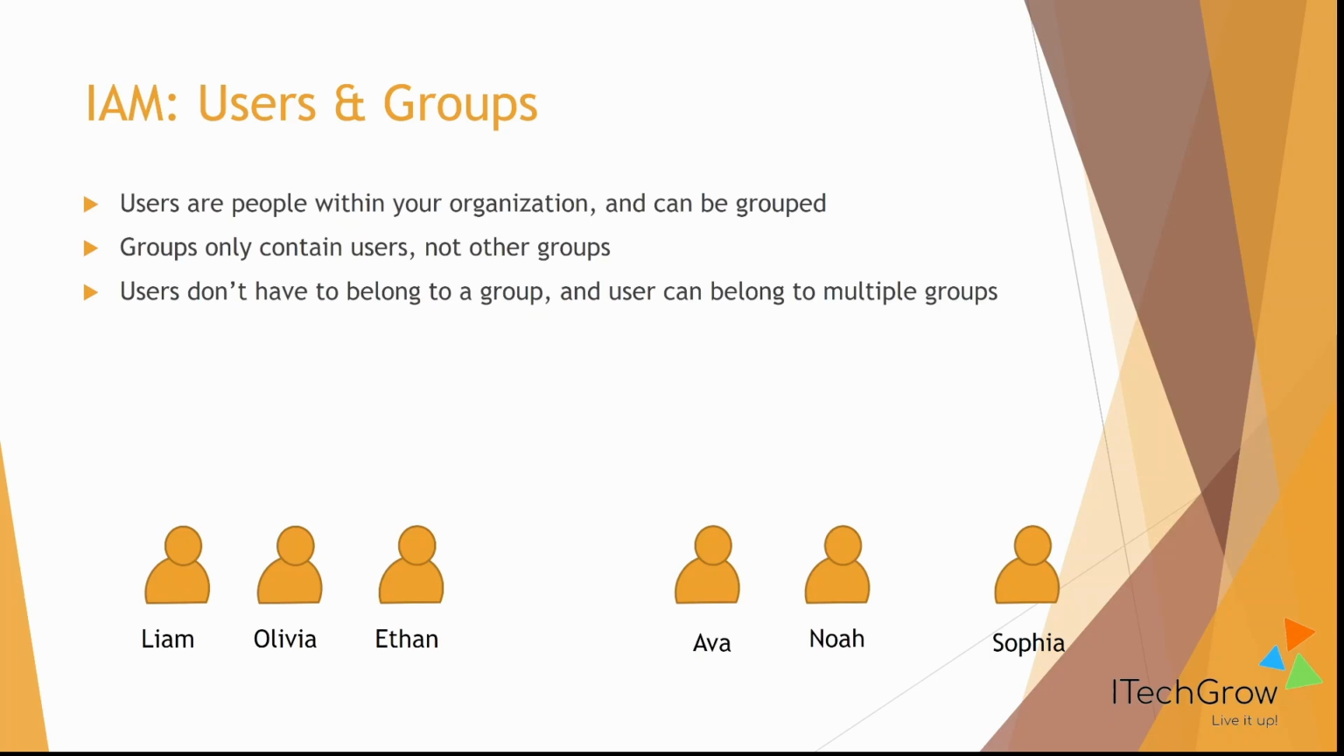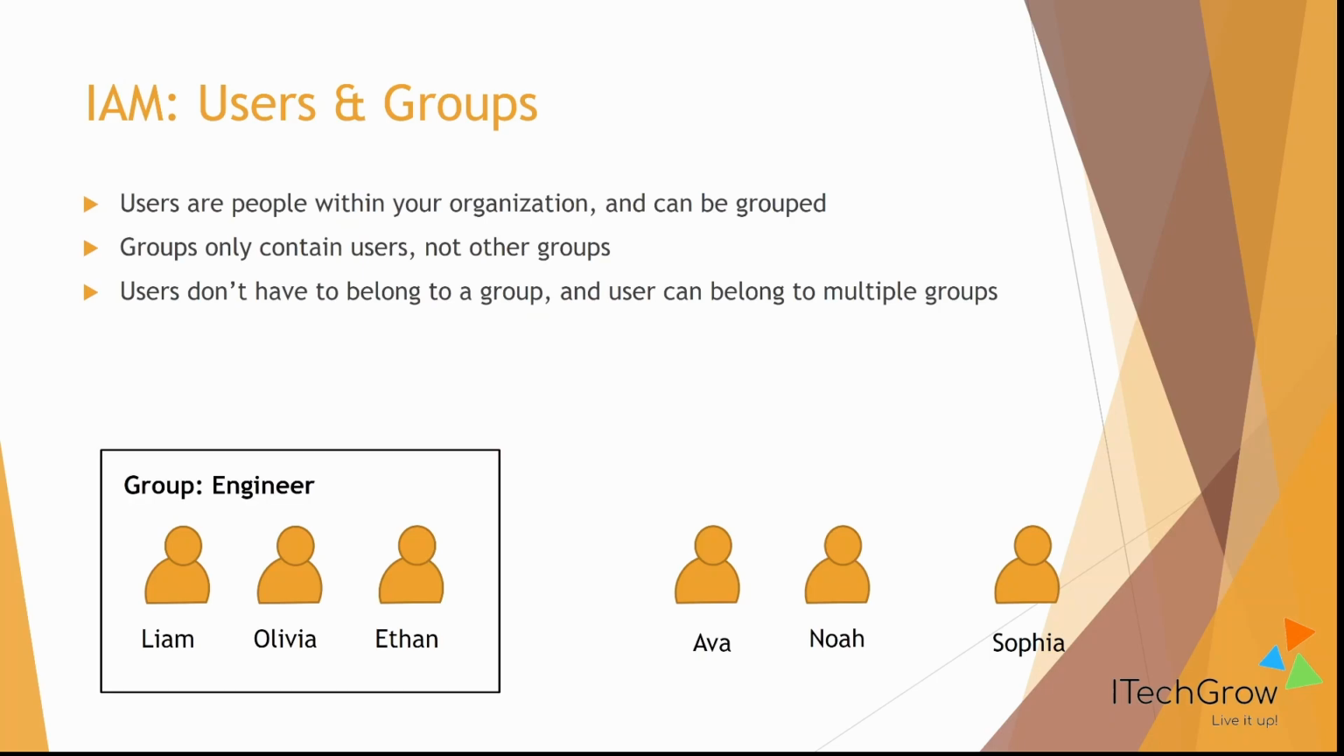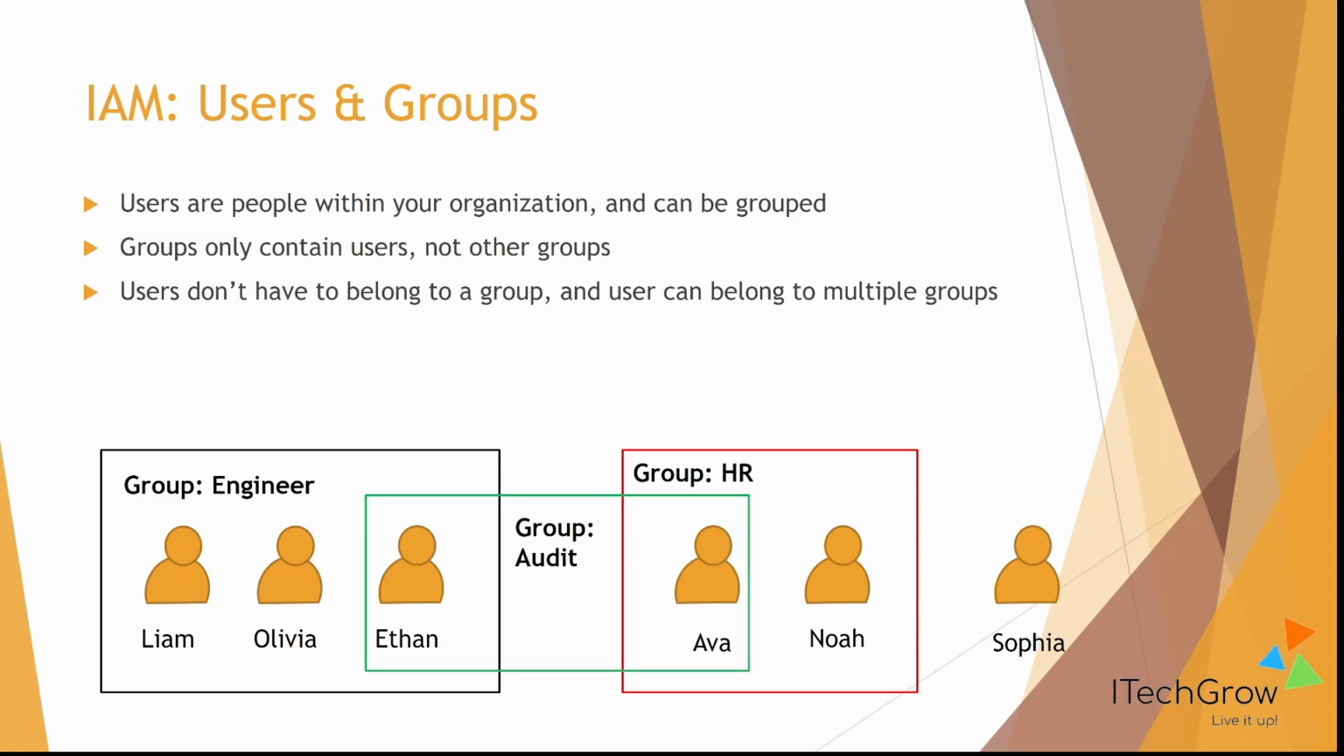Groups in IAM help manage users who need similar permissions. For example, if Liam, Olivia, and Ethan are engineers, we can create an engineer group and assign them to it. Similarly, Ava and Noah can be grouped into an HR group. It's important to note that groups can only contain users, not other groups, and users can belong to multiple groups. This flexibility allows you to efficiently manage permissions based on organizational roles.